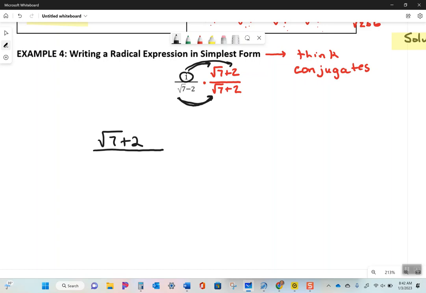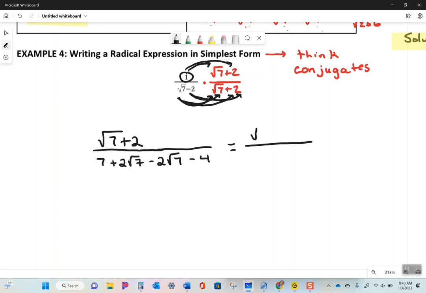Guys, root 7 times root 7. 7, right? Okay. Help me out, guys. Root 7 times positive 2. Very good, Hamed. 2 root 7. Okay, here's where things get interesting. We got to take negative 2 times everything. So negative 2 times root 7, friends. And then finally, negative 2 times positive 2.